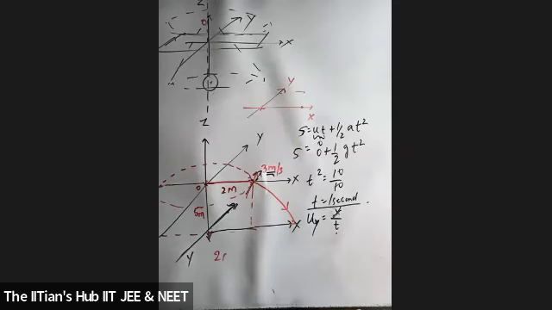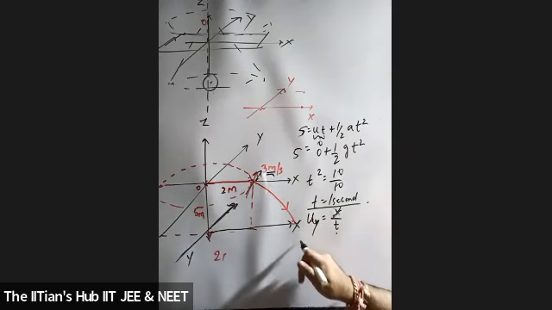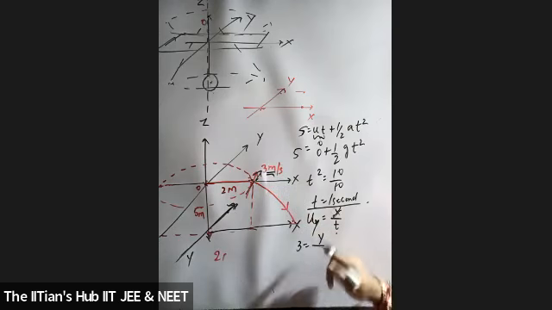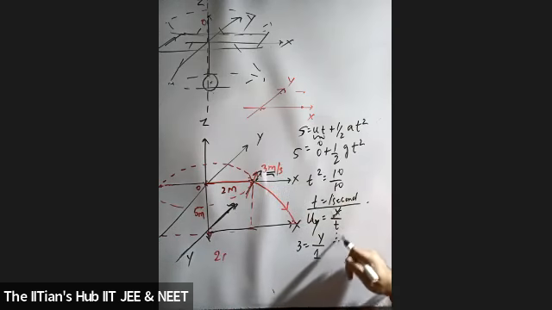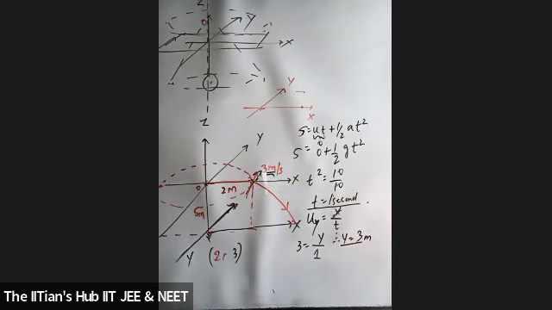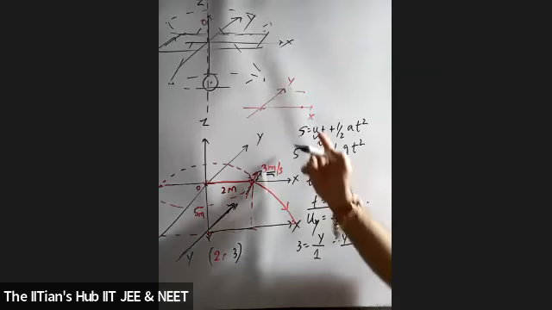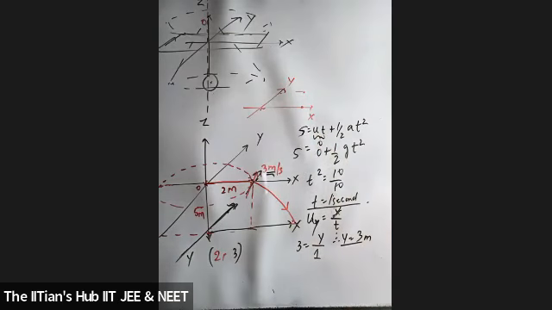Time taken is 1 second. So what is uy given to us? 3. Y, how much is time given to us? 1. Therefore, what exactly the y coordinate is? 3 meters. So what exactly the answer is? 2, 3. Hope this part is clear to all the students. Again, I'm repeating, students.